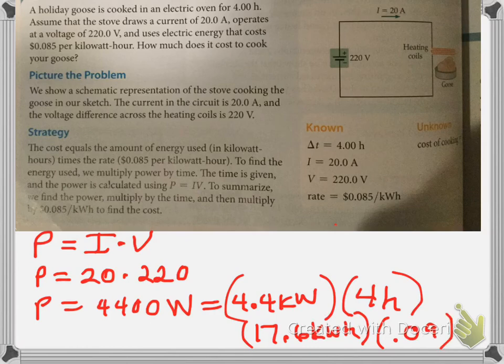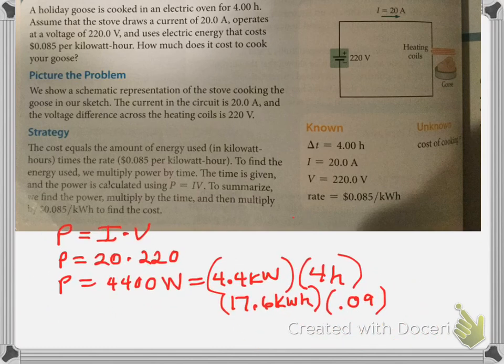And so if you multiply that times 9 cents, that gives you $1.58. So $1.58 basically to cook that bird in the oven, which I know doesn't seem like much. It's a small amount, and thank goodness it's a small amount when you think about all the devices that you have plugged into your house.